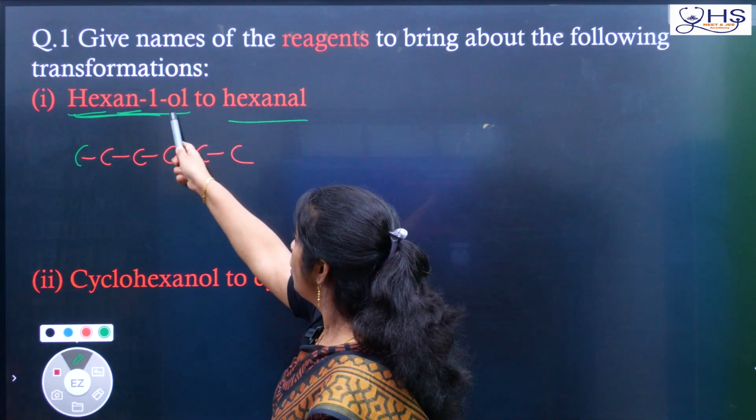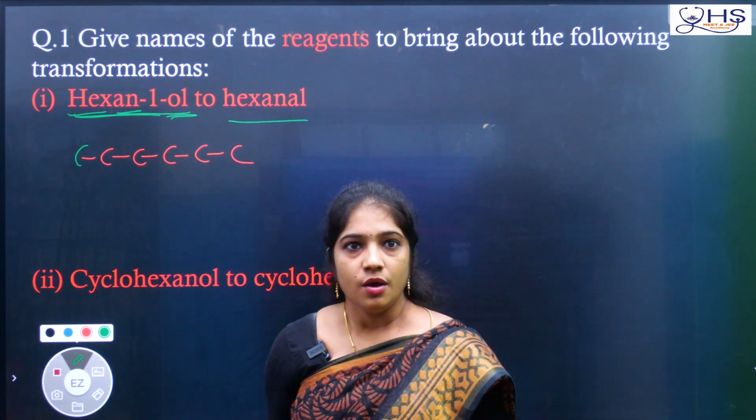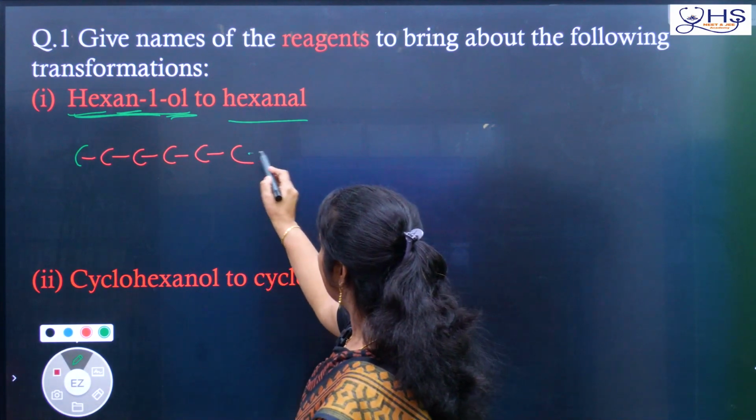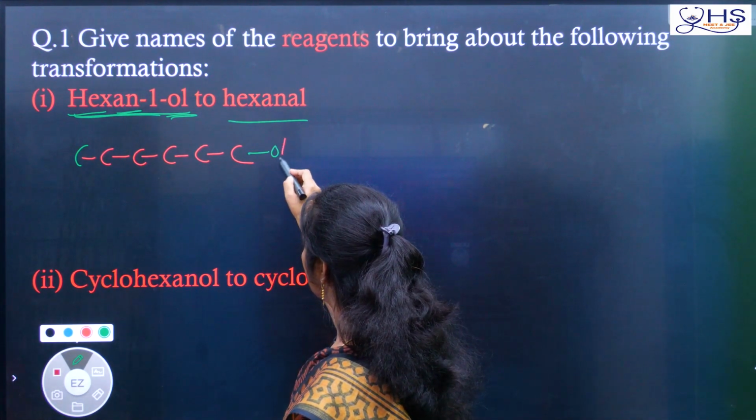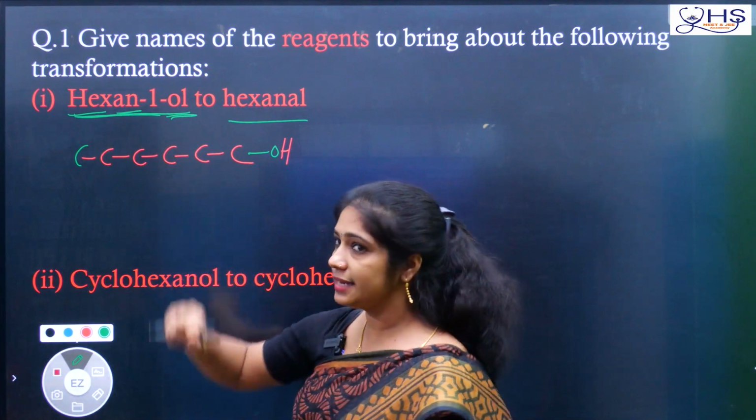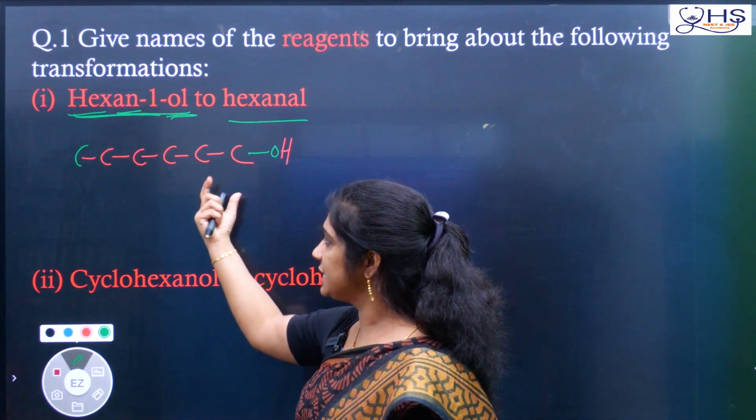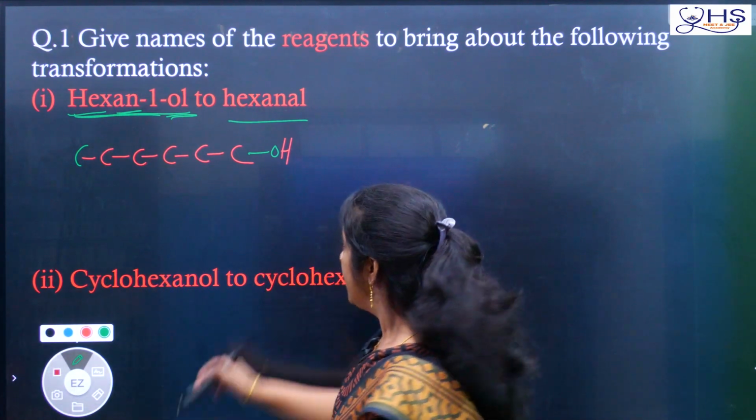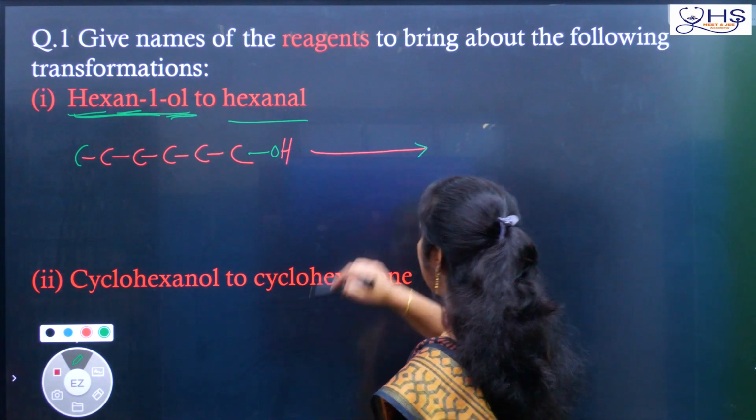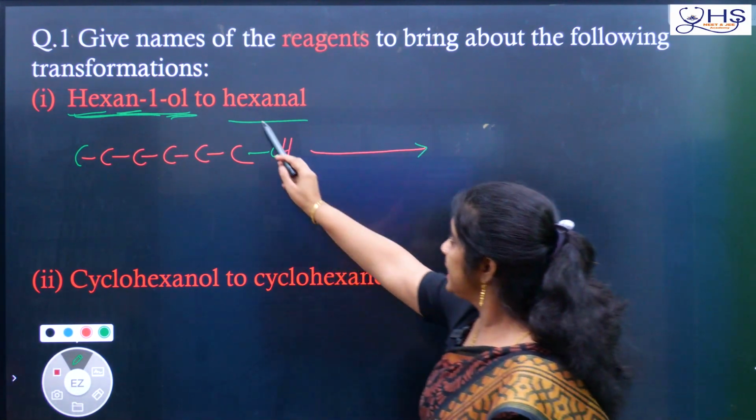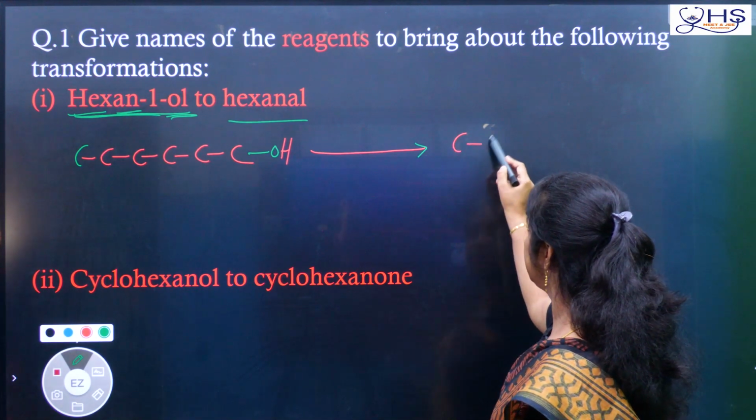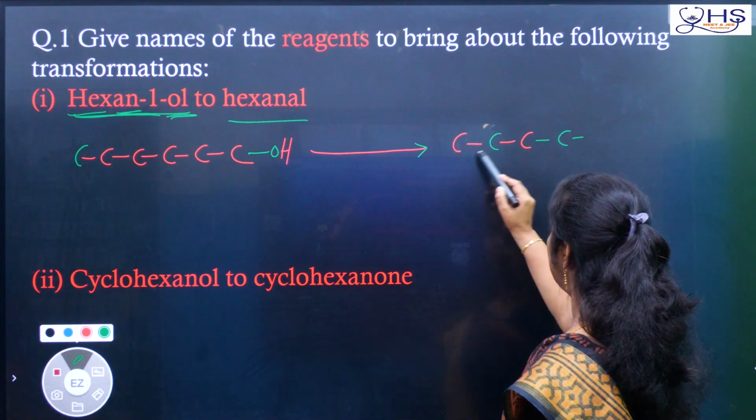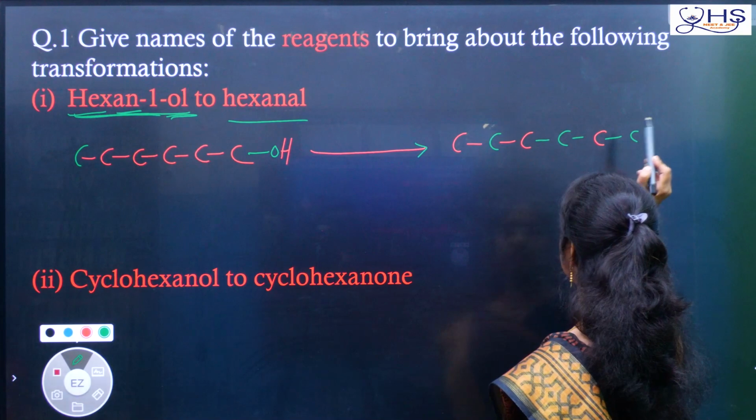Next, you focus here on OL. What position is OL? OL is alcohol, so alcohol means an OH group. So this is our reactant. The remaining valency you can satisfy with hydrogen. Now I am writing the arrow mark. Next, hexanal. What is hex? Again the same 6 carbons: 1, 2, 3, 4, 5, 6.